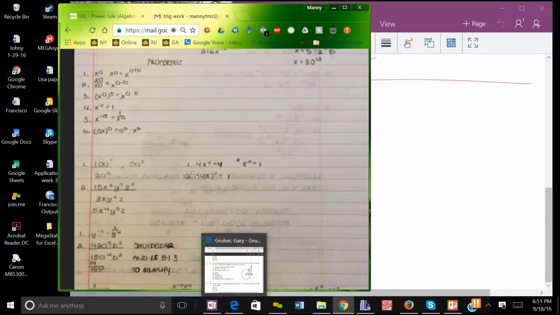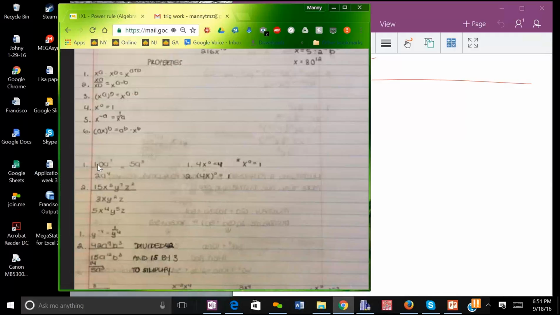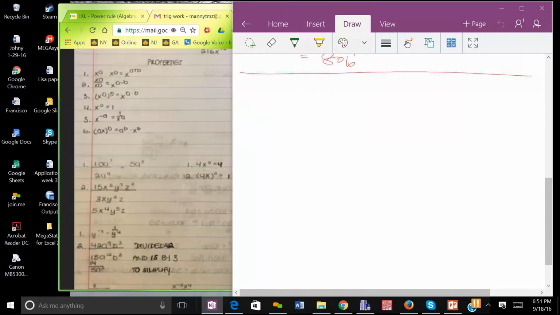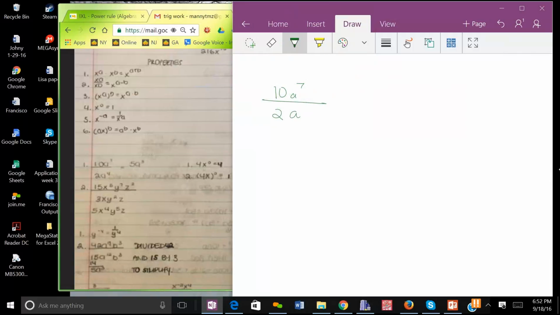Okay, so let's move on to the next thing. What does it say? I can't read it. Number 1 is 10a to the 7th power over 2a to the 4th. Let me show you what it really is so you really understand. First of all, the 2 and 10, we can reduce it, right? This becomes 1, this becomes 5.